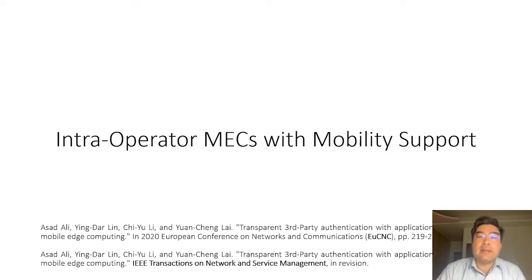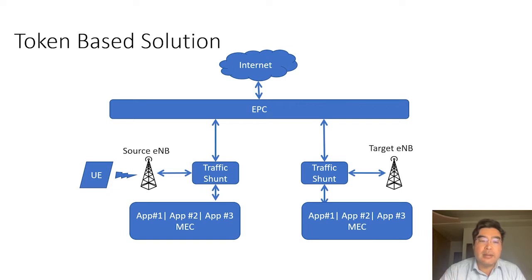So let's look at the 7 topics. Each is going to be short because of the time. The first topic is intra-operator MECs with mobility support, where there are multiple MECs within the same edge service provider, and we still need to support mobility so that the UE can move around. Take this as an example. You see the UE here.